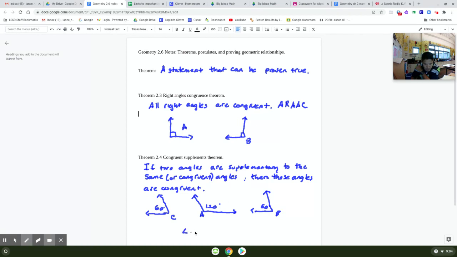Angle C, let me just write it out so you remember the correct way to write it. Angle C is congruent to, the little squiggly mark on top of the equal sign is the symbol for congruent, angle B. If I had another angle, like angle D, and angle D is 120 degrees, then both angles C and B would be supplementary to angle A and angle D. So they would be supplementary to congruent angles. That's why I put "or congruent angles" in the parentheses there.